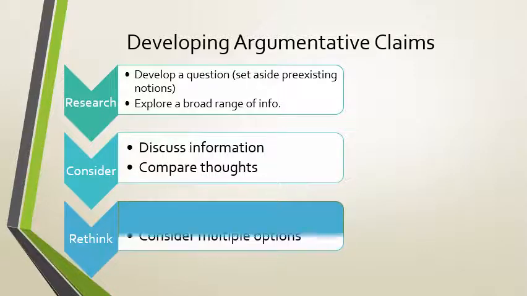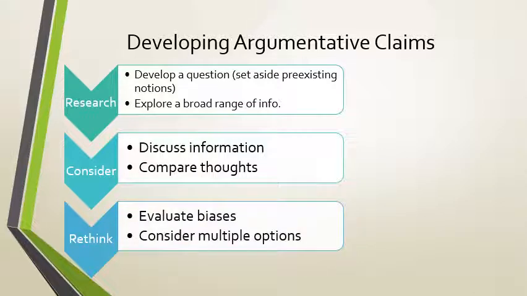Third, then you have to rethink your original pre-existing notions. So you have to evaluate your biases now that you have a good grounding in it, and you have to consider multiple options. Okay, now that I understand the topic, that I've researched it, that I've considered it from multiple angles, and I've discussed this information, where do my biases lie, and what other options are there possibly?